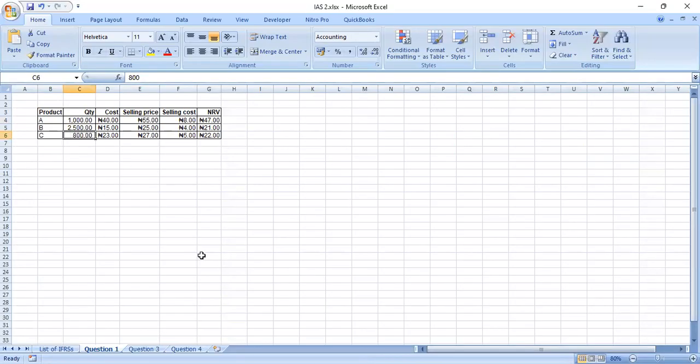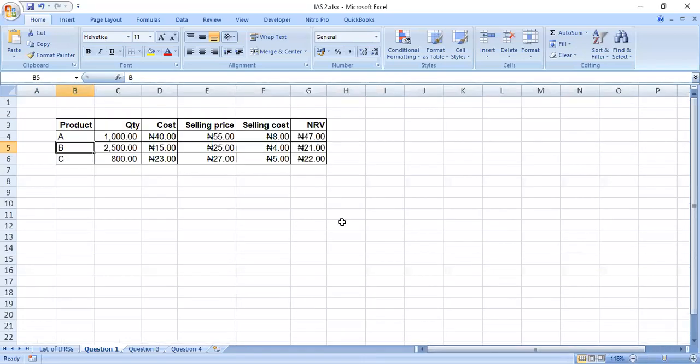Now we want to get the cost at which this inventory will be stated in the statement of financial position. One mistake that an accountant can make in this instance is to sum up each of these products. You can see that we have three products. Let me zoom this out so it can be bigger. We have product A, we have product B, and then we have product C.